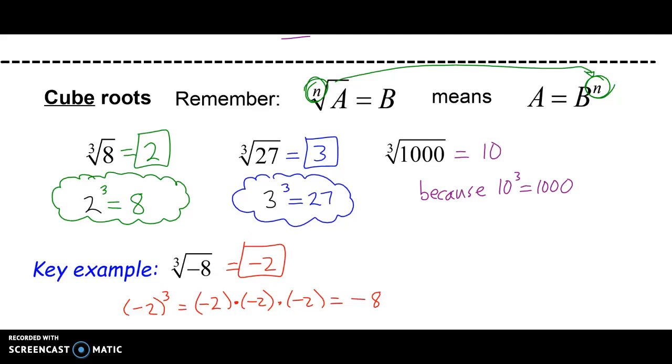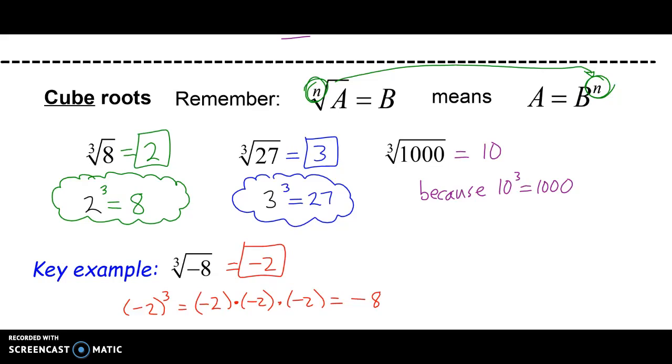So unlike square roots, which have a love-hate relationship, well, it's more like a hate-hate relationship with negatives, they just don't work well with negatives at all. Cube roots work with negatives just fine. Absolutely no problem at all. They just work like positive numbers.